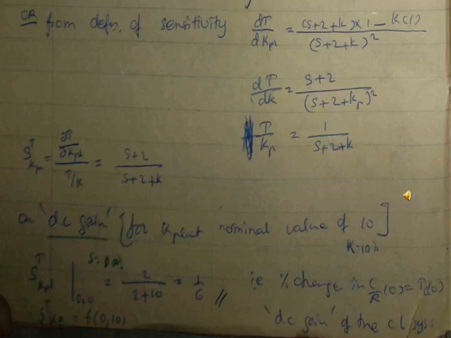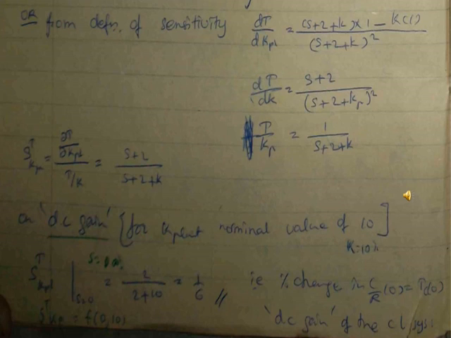So in this case, we continue to solve this problem. From the definition of sensitivity, DT by DK is equal to, so we differentiate. The numerator we call S plus 2 plus K multiply 1 minus K multiply 1, divided by S plus 2 plus K the whole square. Therefore DT by DK is equal to S plus 2 divided by S plus 2 plus K the whole square, so T by K is equal to 1 divided by S plus 2 plus K. So the sensitivity of the K plant is equal to DT by DK divided by T by K, so the final answer is S plus 2 divided by S plus 2 plus K.